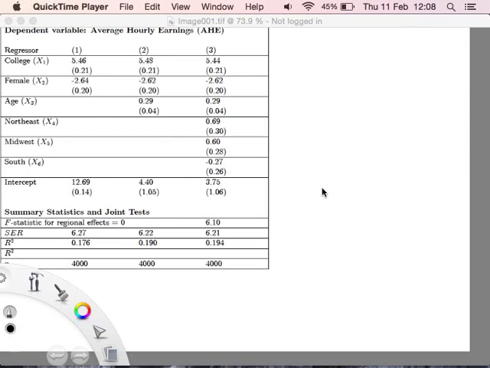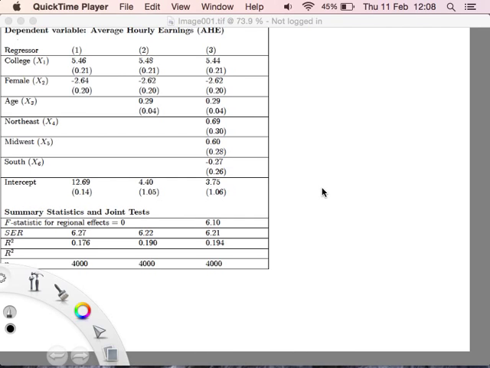Class 3, question 6. We did question 5. We'll do question 6 now. Let's read it. Using the regression results in column 3, do there appear to be important regional differences? Take a look at column 3.